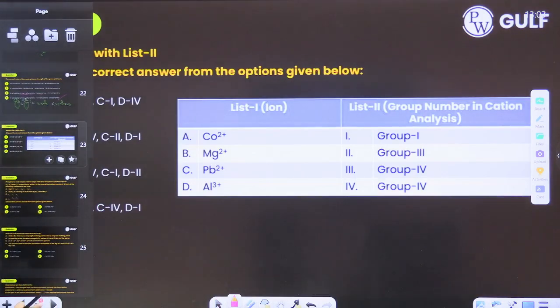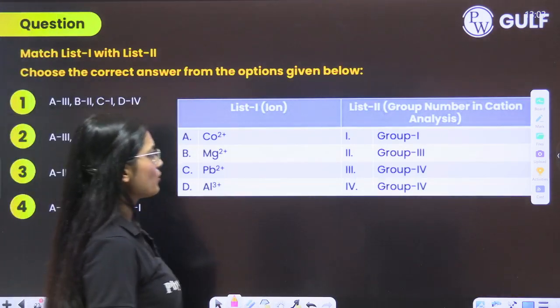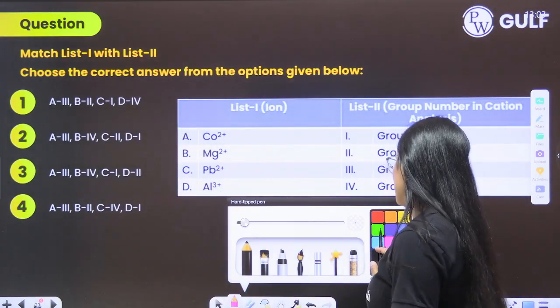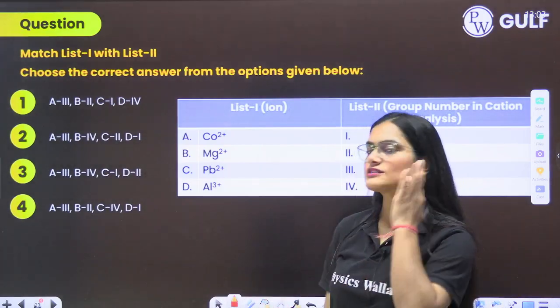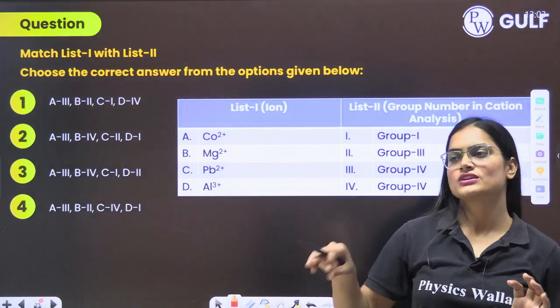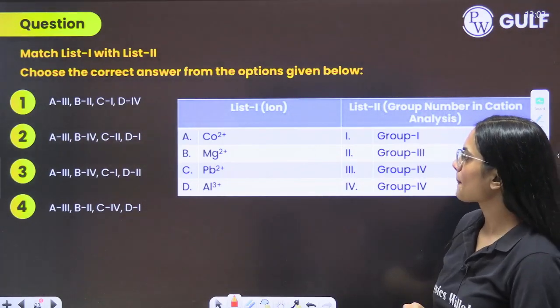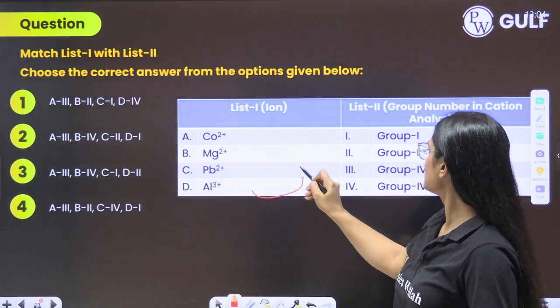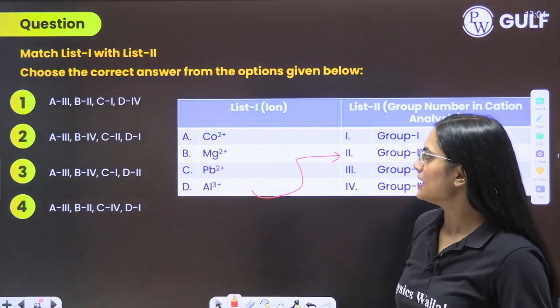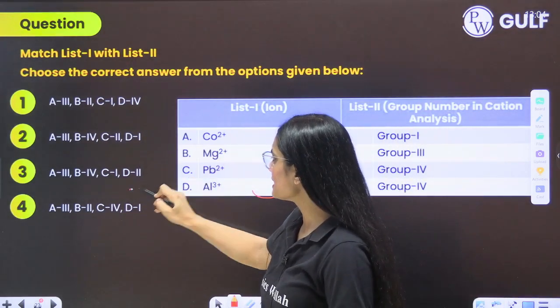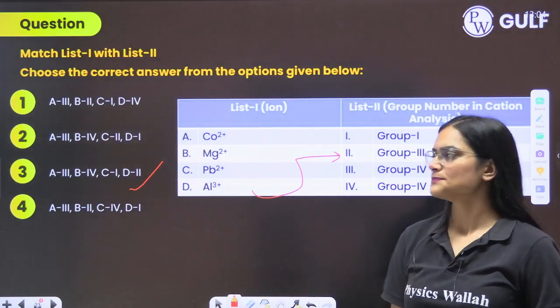Choose the correct answer from the options given below. So this is from practical chemistry, where you do analysis for cations: group 0, group 1, group 2 until 6. So for this one, aluminium lies in group 3rd. D is matching with second. That means option 3rd here is the right answer.